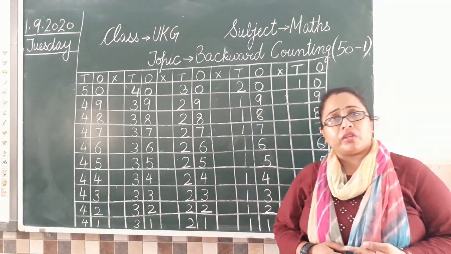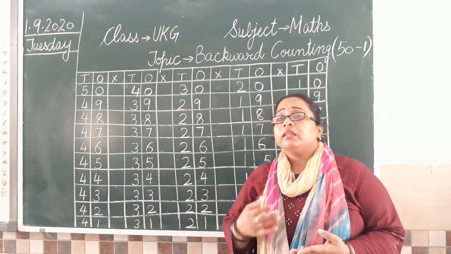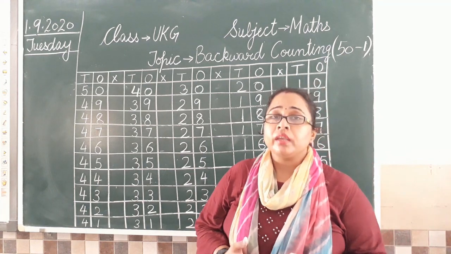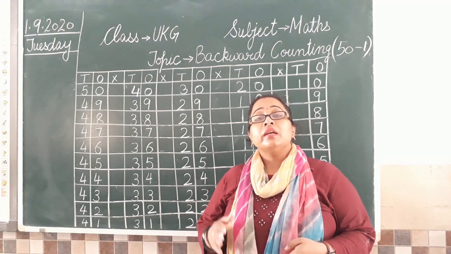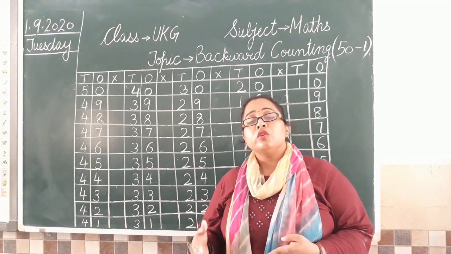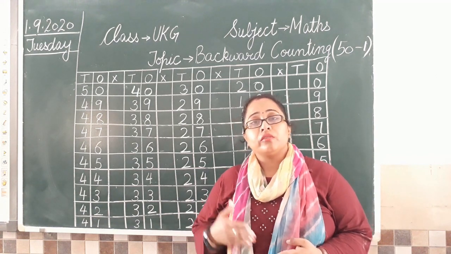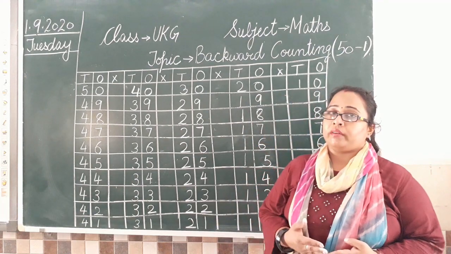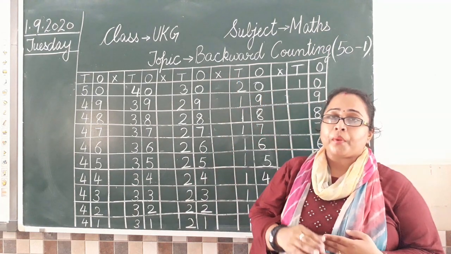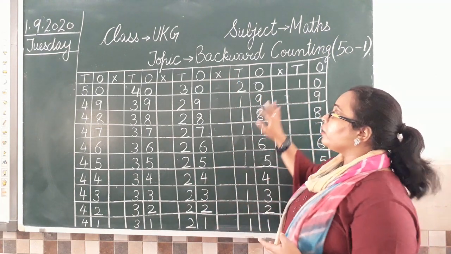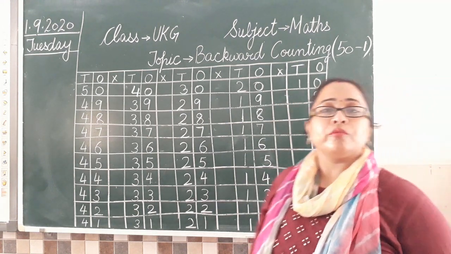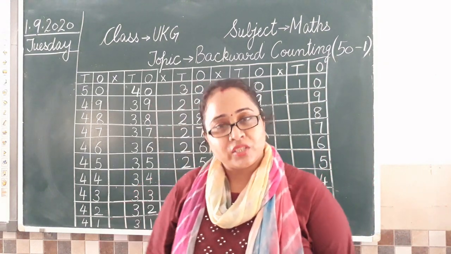40, 39, 38, 37, 36, 35, 34, 33, 32, 31, 30, 29, 28, 27, 26, 25, 24, 23, 22, 21. Clear? So you have to practice backward counting orally also, and in this way you are going to do it in the notebook also. Clear? So now it's time to see how to do this work in our notebook. I'll just show you that.